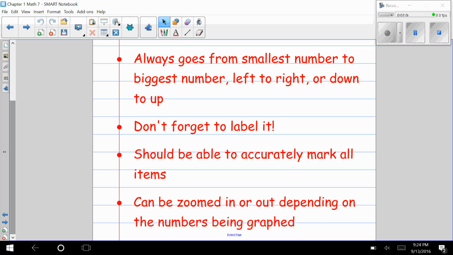Don't forget to label it. Label what each slot means. Each little tick mark should have a label. You should be able to accurately mark all of your items. If you have to get up to 50, don't stop your number line at 10. And you can zoom in or out depending on the numbers being graphed.